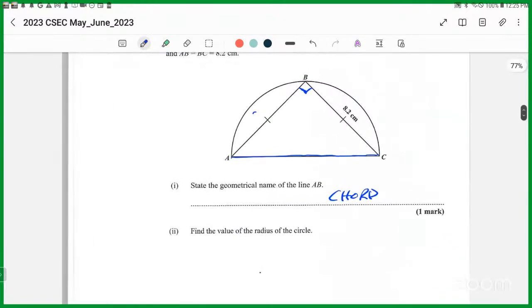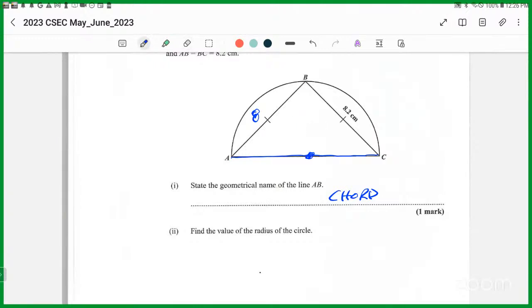Remember that this side is 8.2. This is 90 degrees, so this becomes a hypotenuse. The key thing is to know that this is 90 degrees too. If you didn't know that that was 90 degrees, you could still work it out by doing this line down here. I know that this is the center of the circle. This will be 90 degrees for sure.